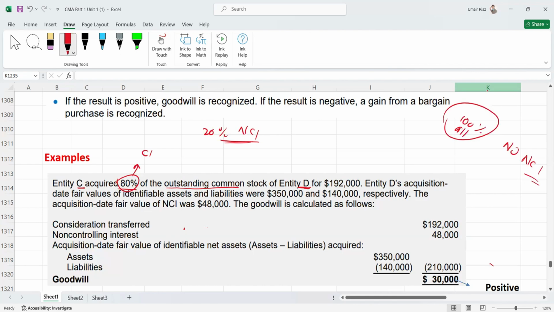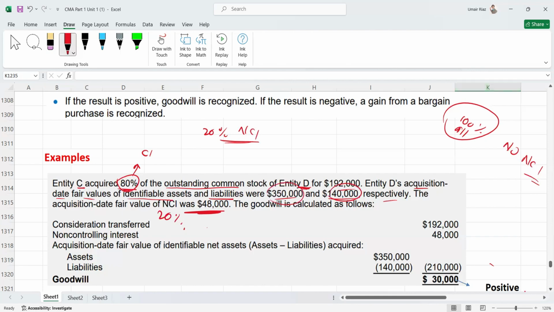So here we go, reading the example once again. Entity C acquires 80% of the outstanding common stock of entity D for $192,000. For 80% you have paid $192,000, and at entity D's acquisition date, fair values of identifiable assets and liabilities were $350,000 and $140,000 respectively. This is the value for assets, this is the value for liabilities. The acquisition date fair value of NCI was $48,000 because the NCI percentage is 20%. How will you calculate the goodwill or the gain from bargain purchase?